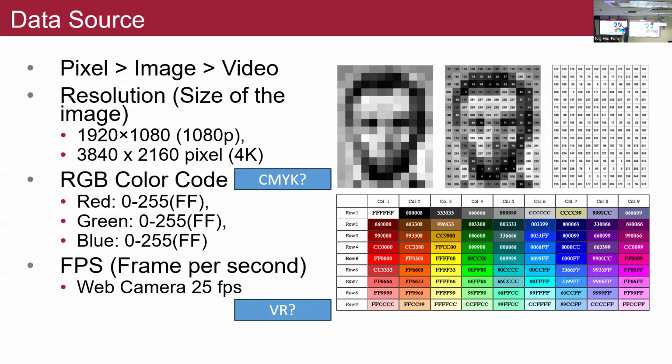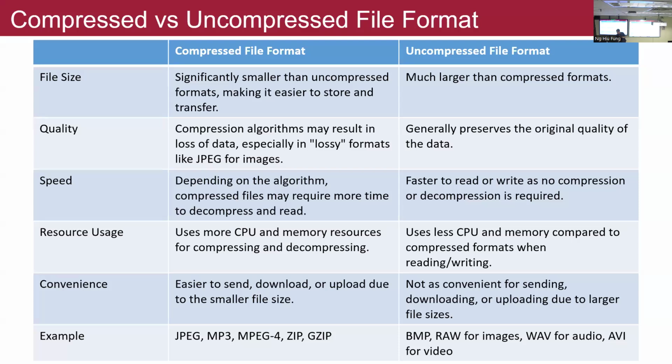If I want to store the data of this picture, I will store 157, 163, 174, one by one, one by one. If I store all the data according to the pixel value, that means it is uncompressed. I store the original image.